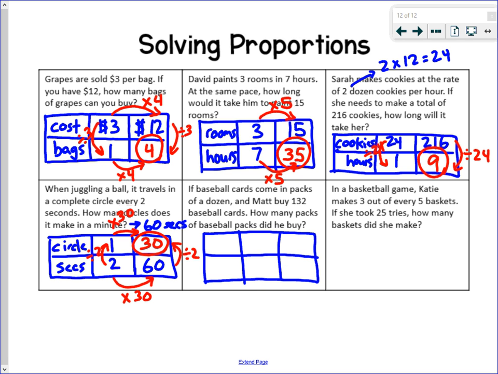All right, so they tell us that baseball cards come in packs of a dozen. So packs, so every 1 pack, there's 12 cards, because it says a dozen. And he buys 132 cards. So we want to know how many packs that is. So 132 divided by 12, or 12 divided by 1.